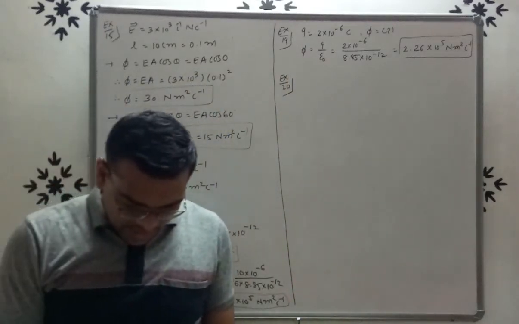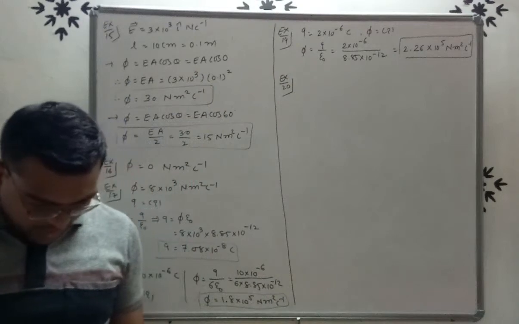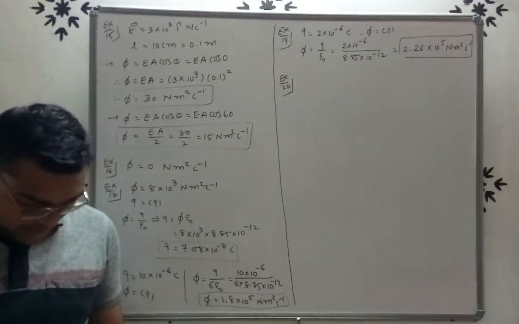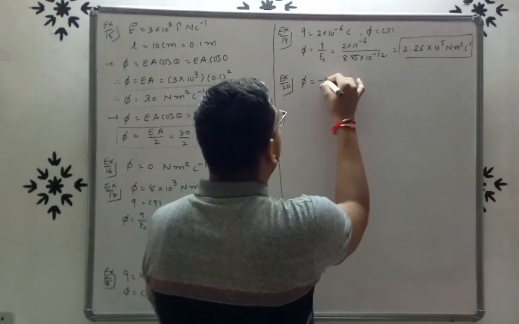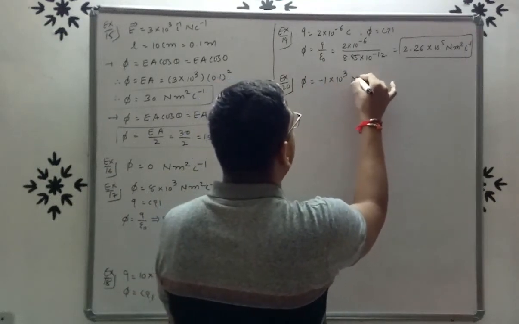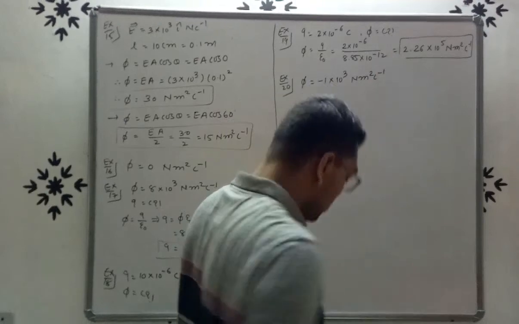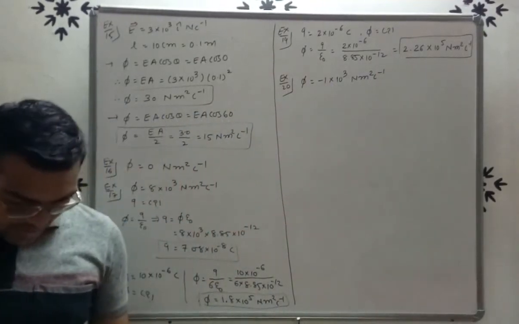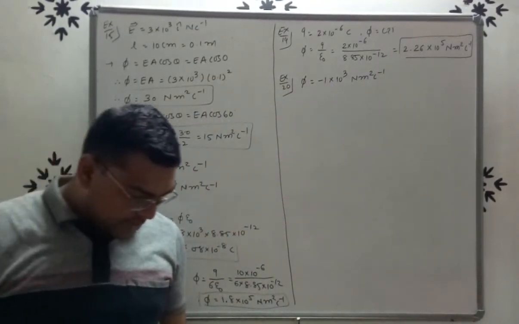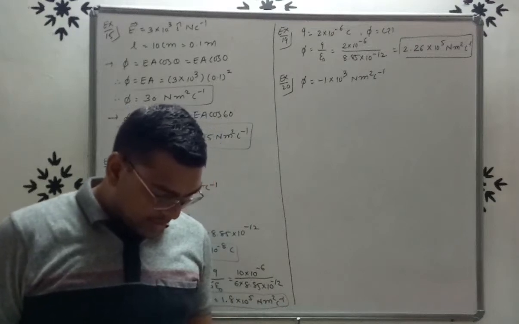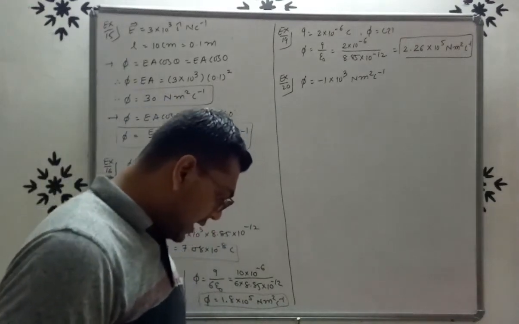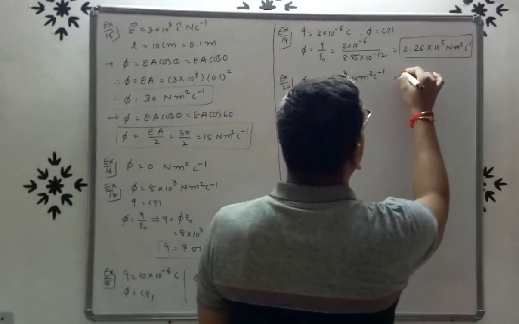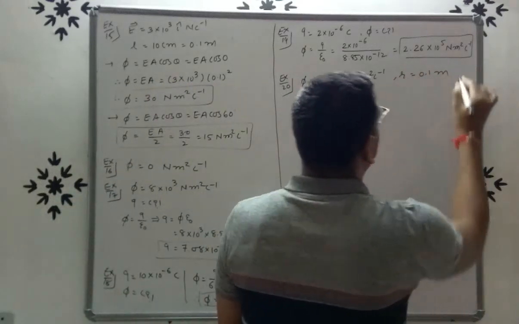A point charge causes an electric flux of minus 1 into 10 raised to 3. So here the flux is given, phi equal to minus 1 into 10 raised to 3 Newton meter square per coulomb, passing through a spherical Gaussian surface of 10 cm radius centered on the charge. So here the radius is given as 10 centimeter, so R is 10 centimeter, that means 0.1 meter.